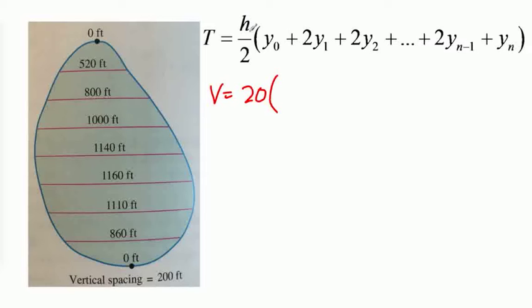The trapezoidal rule just says we take the lengths of my trapezoids. The height of these trapezoids is going to be 200. So we take 200 and divide it by 2, so that's going to be 100. Then we're going to use the trapezoidal rule. At the very beginning, we have 0 feet. So it's going to be 0 and then plus, and I'm going to do this an easier way.